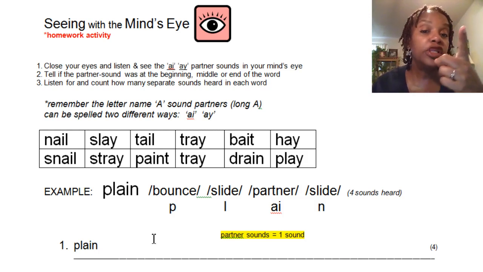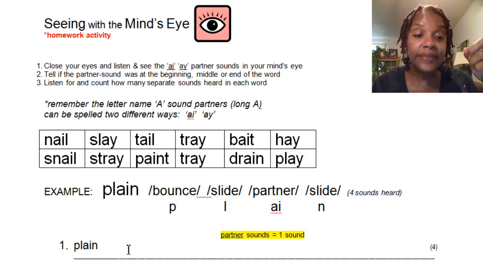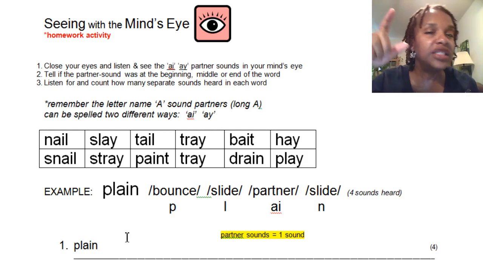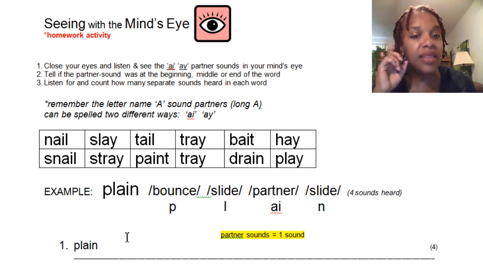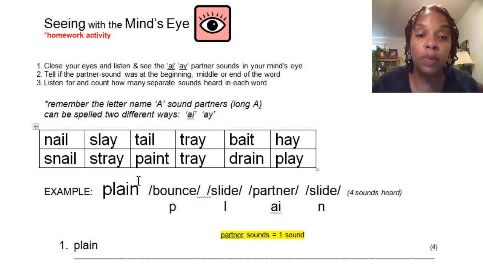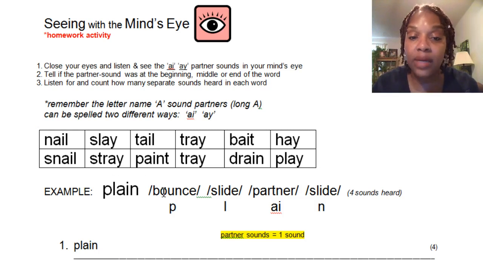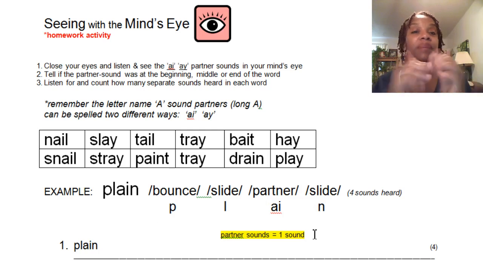So for my level 1 students, you're going to write on the line how many sounds you hear. For my levels 2 and 3 students, you're going to take it to another level, right? You're not just going to write how many sounds you hear. You're going to write the sound types that you hear. So for the word plain, you hear a bounce sound, a slide sound, a partner sound, and a slide sound, right? All right. So again, that's a part of your homework.